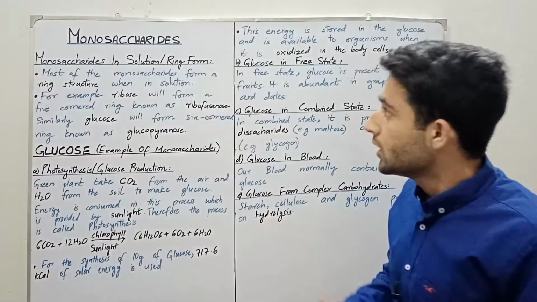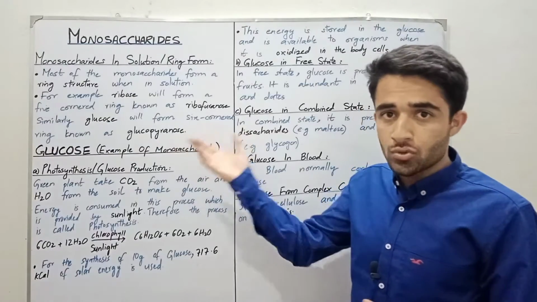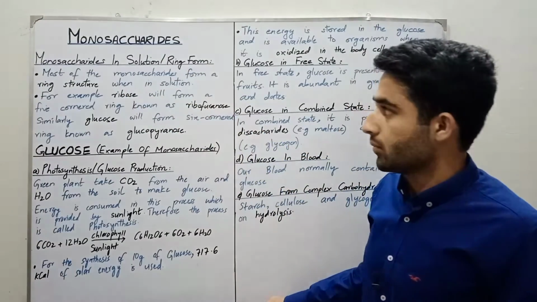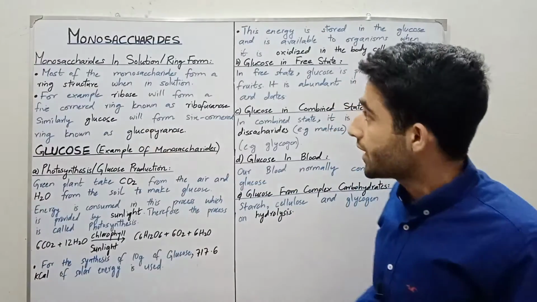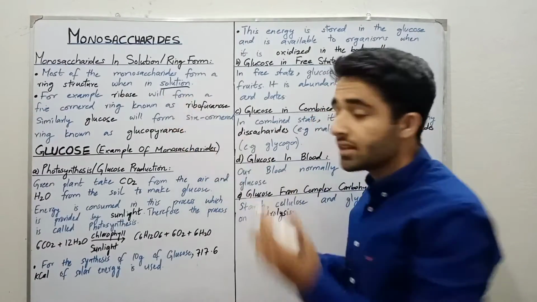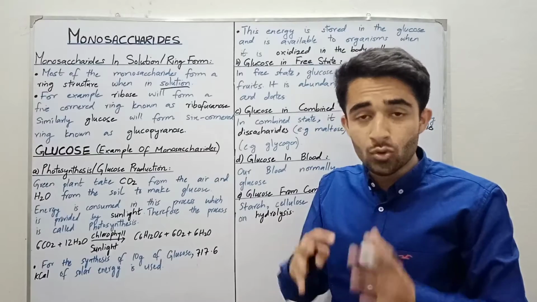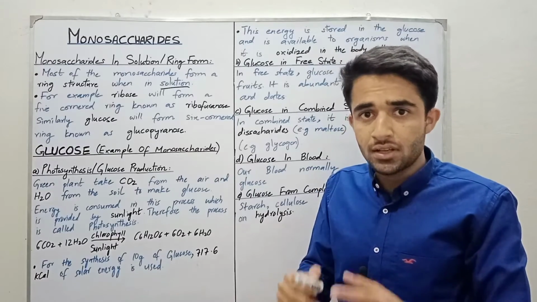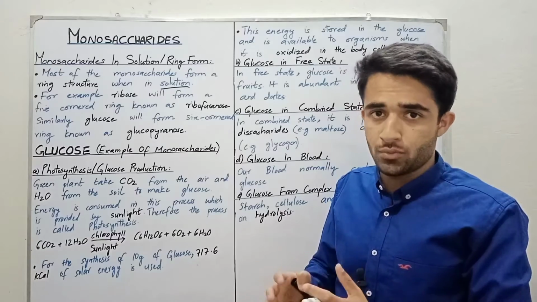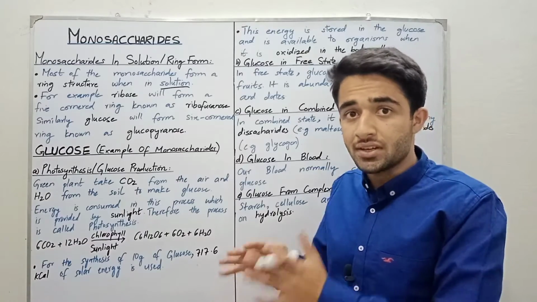First of all, the remaining portion of the monosaccharides. Monosaccharides in a solution form ring structures. Most of the monosaccharides form a ring structure when in a solution. When the monosaccharides are present in a solution form, they form the ring forms. They are present in the ring structure.